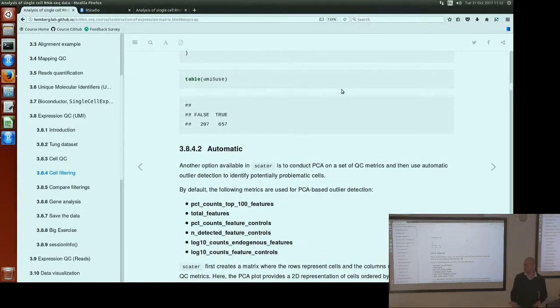Sometimes you don't want to do that, so sometimes you have a small number of cells and you don't want to remove half of them, right? But if they're bad, you have to do it. Otherwise, the downstream analysis won't make any sense.